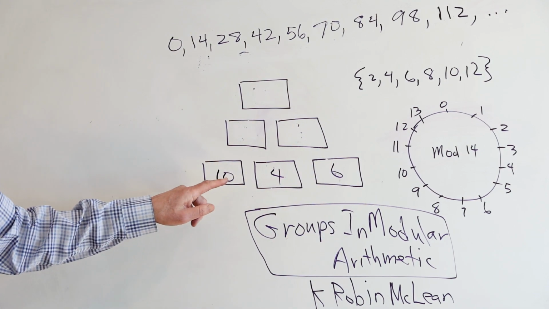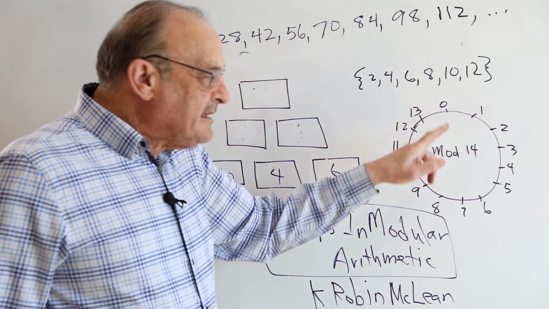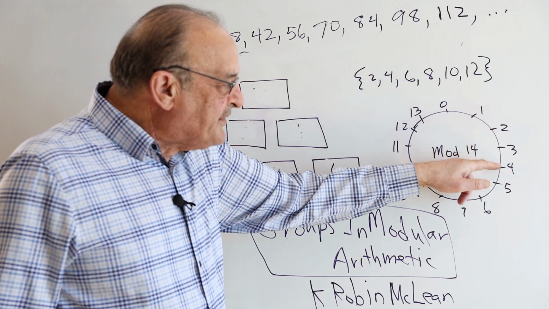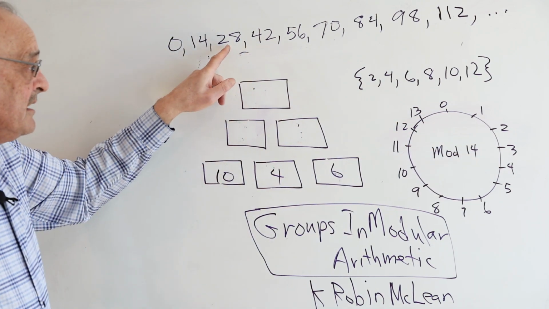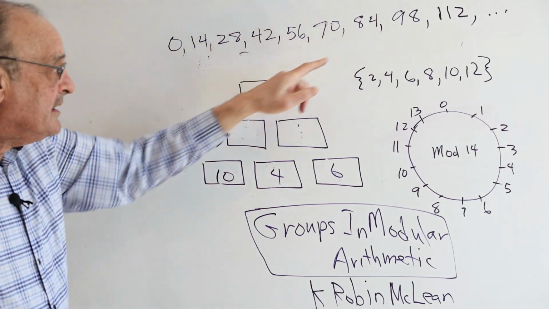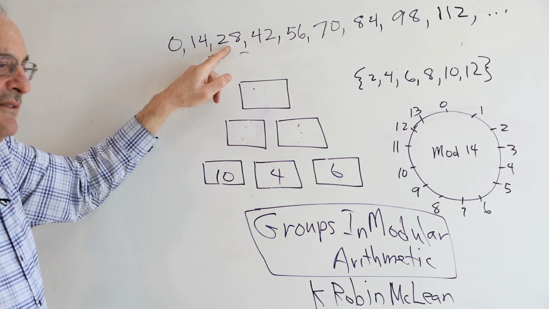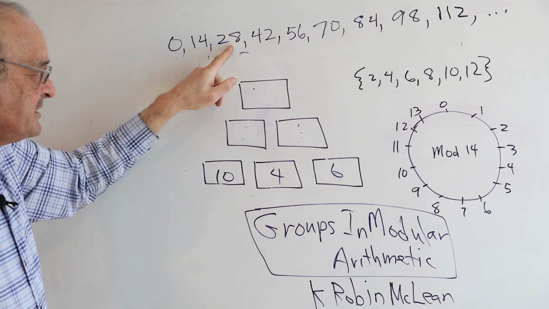Now, when you multiply 10 times 4, you get 40. So we'd have to find 40 on this clock. And we don't want to count 1, 2, 3, 4, all the way to 40. So what we do instead is subtract the number on this list, which is the multiples of 14. But we want one that's smaller than 40, which is 28. 40 take away 28 is 12.